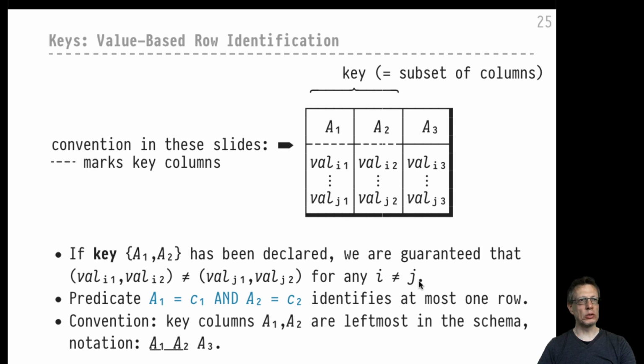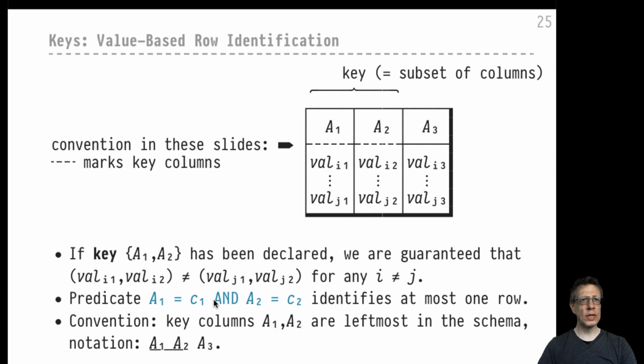Because these values are unique, we can use SQL predicates like this to identify single rows. No other row, only one row, at most one row. At most one row will carry value C1 in column A1 and value C2 in column A2, so we can use this predicate to identify the particular C1, C2 row. There might not be such a row at all, so this predicate might identify 0 rows, but if it identifies a row, it identifies at most one row.